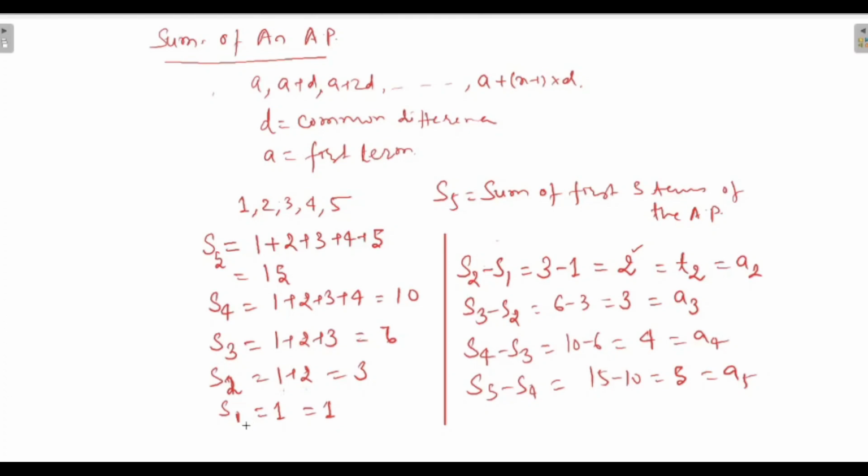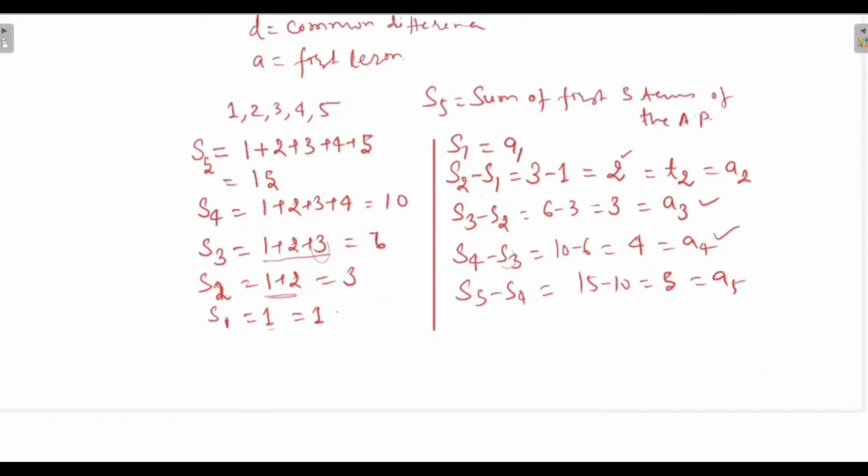If you've been given the summation of the first term itself, that is in turn S1, which is nothing but the first term itself. S2 minus S1, basically sum up to second term minus first term, will give you the second term. S3, sum up to third term, basically 1 plus 2 plus 3. When you subtract 1 plus 2, what you are left with is the third term. Sum up to fourth term, subtract sum up to third term, you will get the fourth term. Sum up to fifth term, subtract, you will get the fifth term.